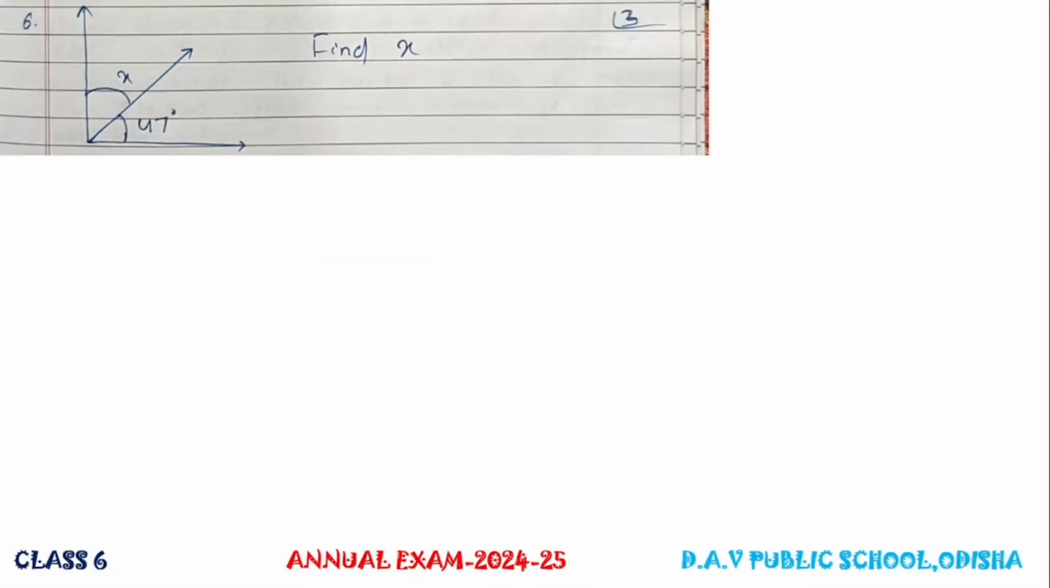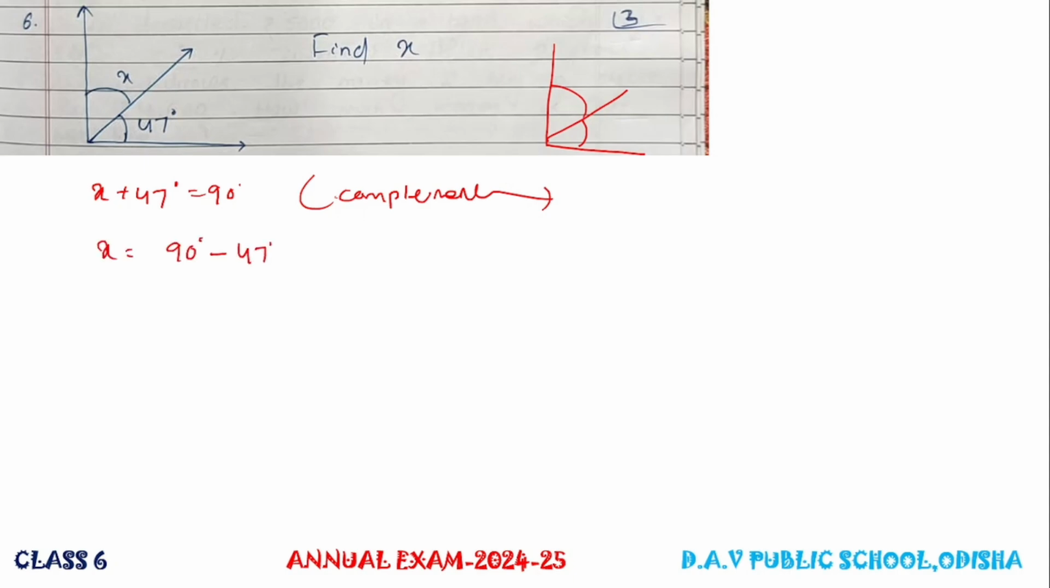Next question, find x. Okay, this is complementary because we know that this is an L, meaning 90 degrees, and this angle is called the complement, means this plus this is equal to 90 degrees. So we can write x plus 47 degrees is equal to 90 degrees because of complementary. Yes or no? Now x equals 90 minus 47, because here is addition, when it goes to the right side it will be minus. So x equals 90 minus 47, that is 43 degrees.